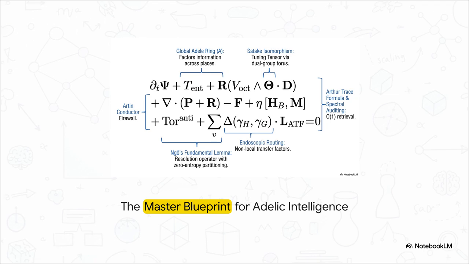Take a look at the labels mapping to this massive equation. At the top left, we've got the global Adel ring factoring information. Next to it, the Satake isomorphism tuning the tensor. Down on the far left, the Artin conductor firewall. On the bottom, Ngo's fundamental lemma partitioning the data, alongside endoscopic routing transferring it. And bringing it all home on the far right, the Arthur trace formula, enabling that zero-step instant O(1) retrieval. Everything is visually united here. It's one incredibly cohesive mathematical system.